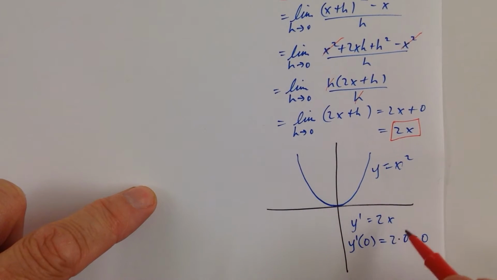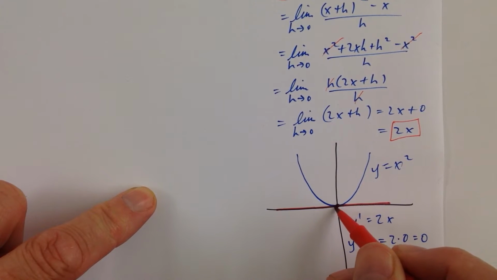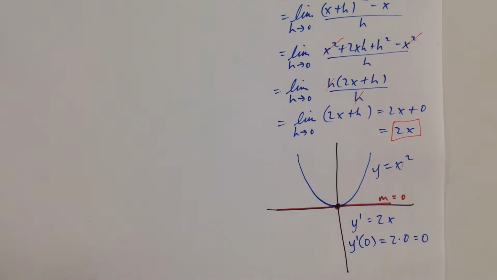Here we go. Have a better marker. The slope of the tangent line when x is equal to 0, you could pretty much clearly see that. The slope is 0.